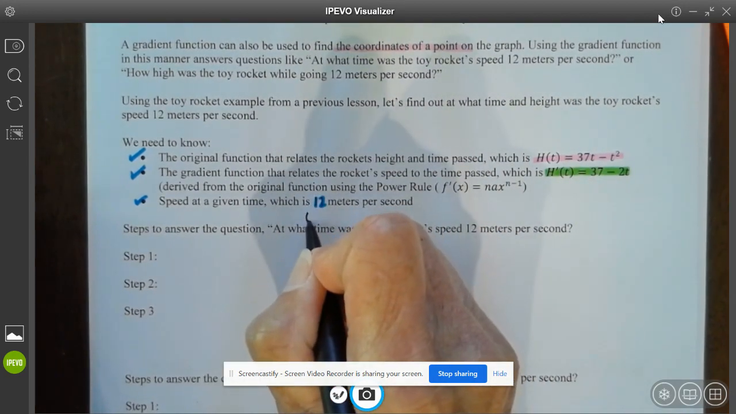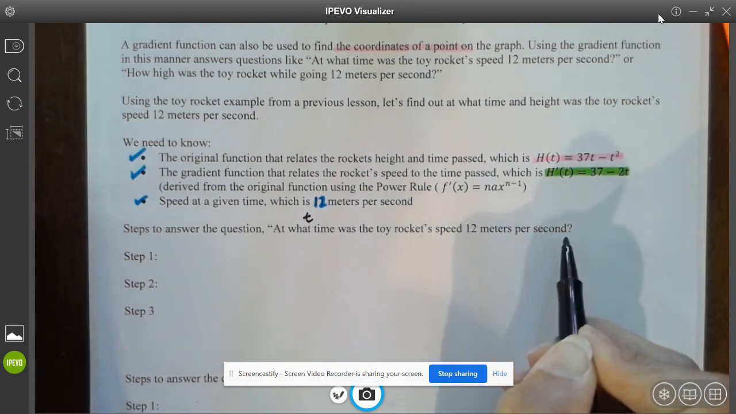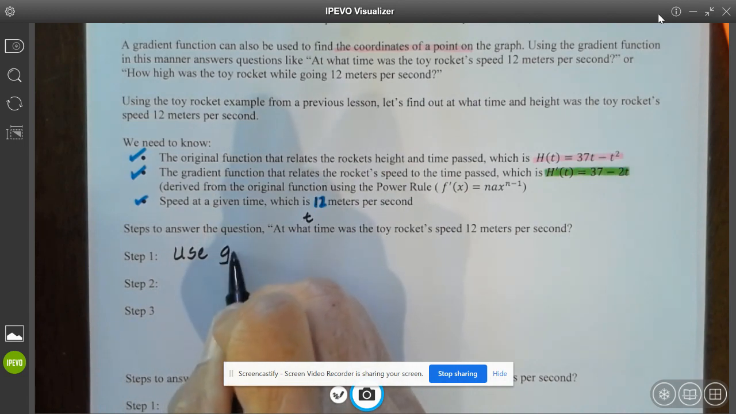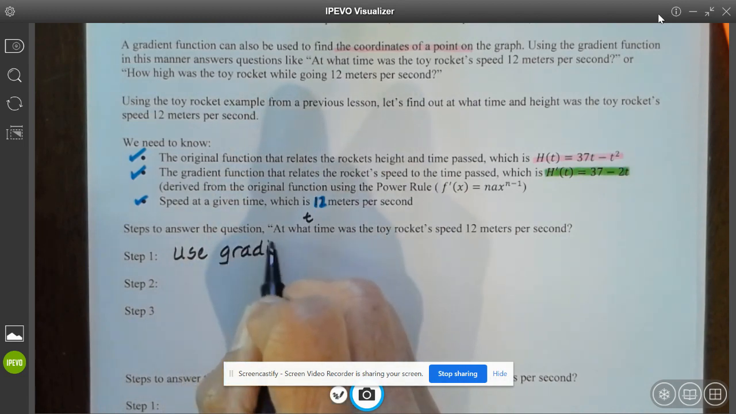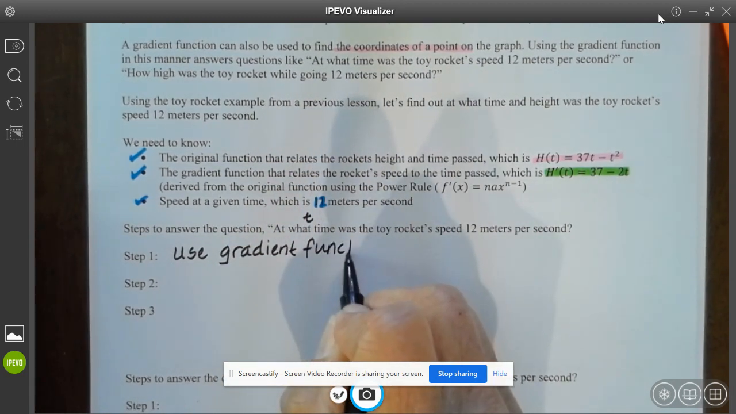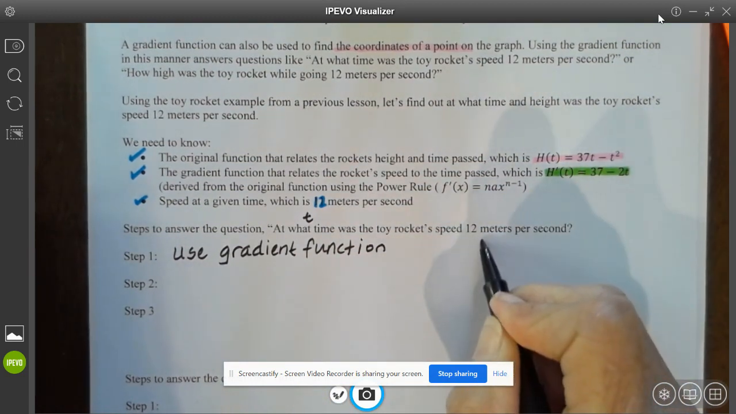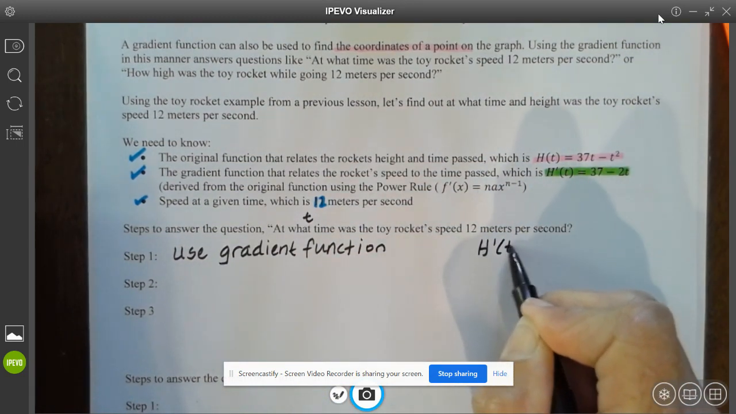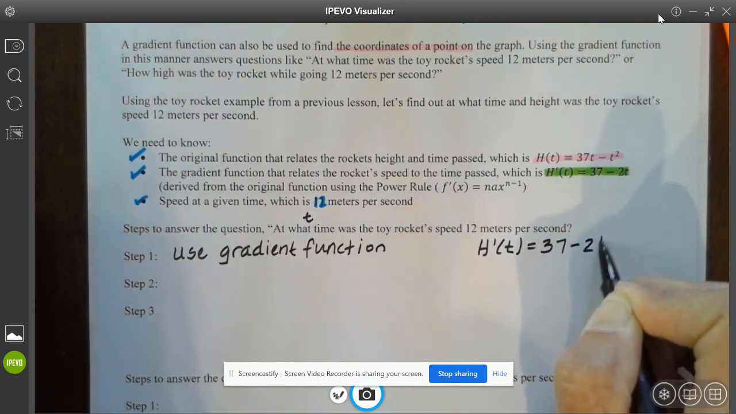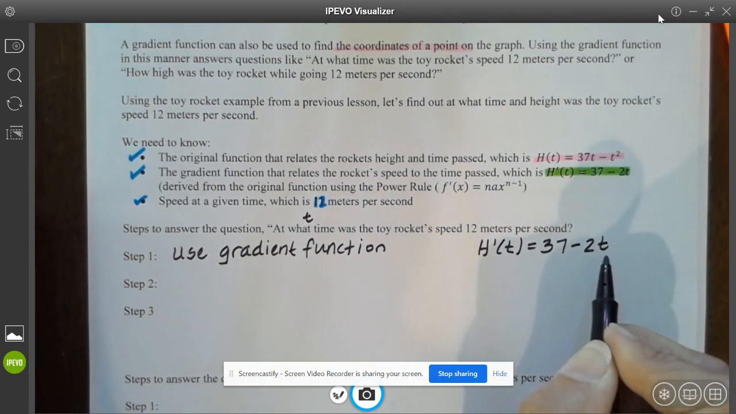So we are solving for t here. And since I already know the instantaneous rate of change, I'm going to start with the gradient function. So let's use the gradient function. You can see that function up here, the green highlighted one. h prime of t is equal to 37 minus 2t. The speed of the rocket is based on the time.